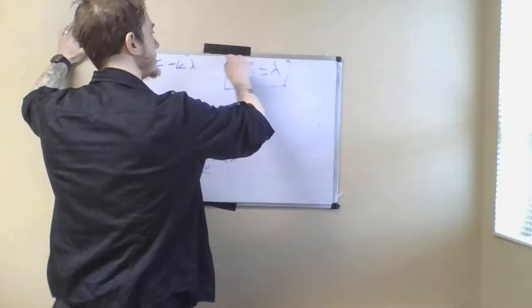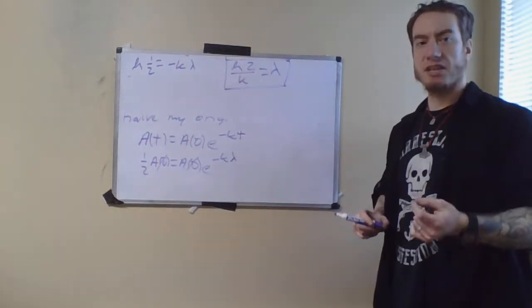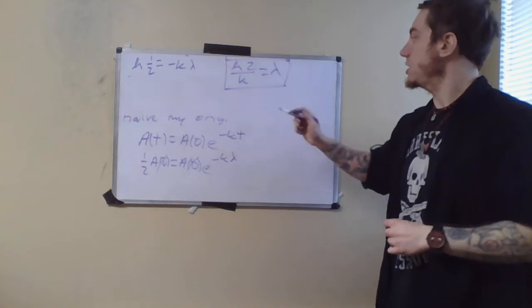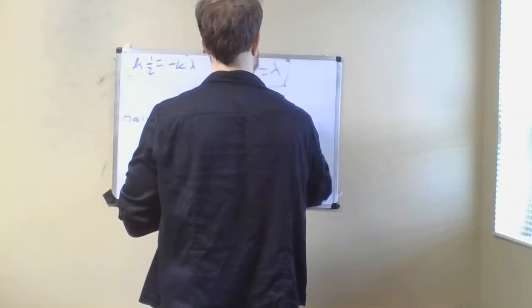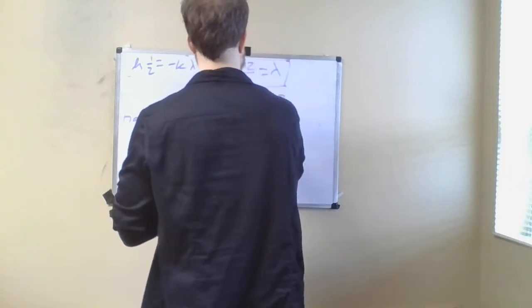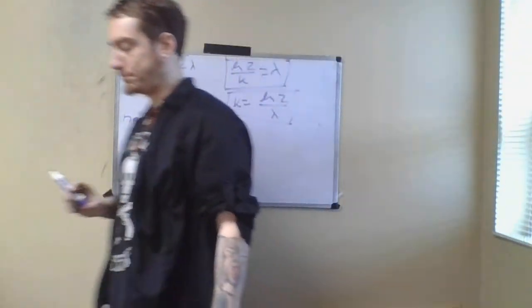So there we go. There is this nice formula between the half-life, which is the amount of time it takes to cut something in half, and the decay rate. You can also write that the decay rate is equal to the natural log of 2 divided by the half-life. So we can go back and forth between these two concepts.